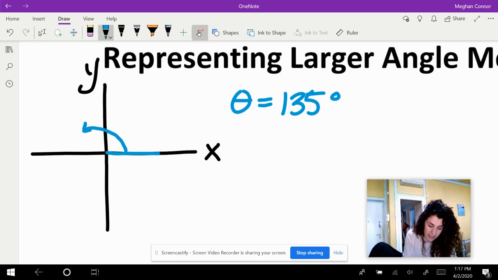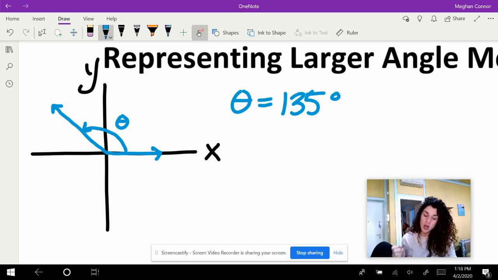such that it makes 135 degrees. I chose 135 degrees because I knew it was 90 plus 45. So just keeping that in mind. So this is our angle that we want to talk about. This is theta in a coordinate plane.